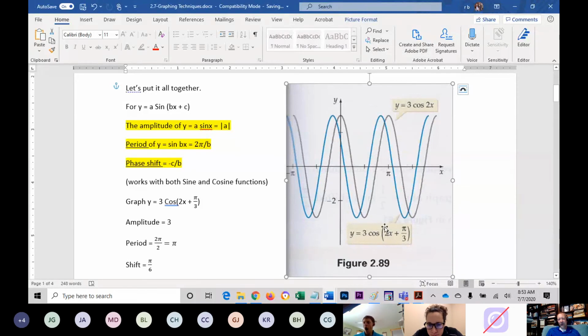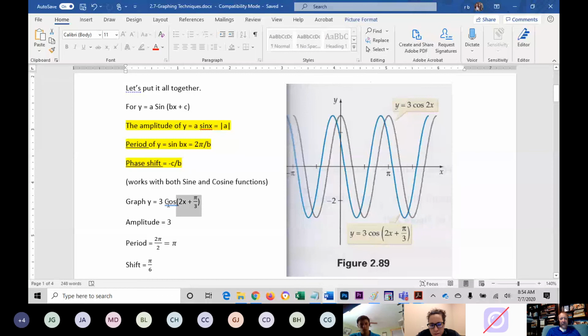So the blue is going to be cosine of 2x plus pi thirds. And then the red is just going to be 3 cosine of 2x. So you'll notice here, the red function starts up here at positive 3, and then it goes to negative 3 and back up. Now, essentially what we've done is, when we add the pi thirds in the parentheses, we're shifting it left, so it's the opposite sign. We're shifting everything pi thirds to the left, and then we're going to redraw that, okay?